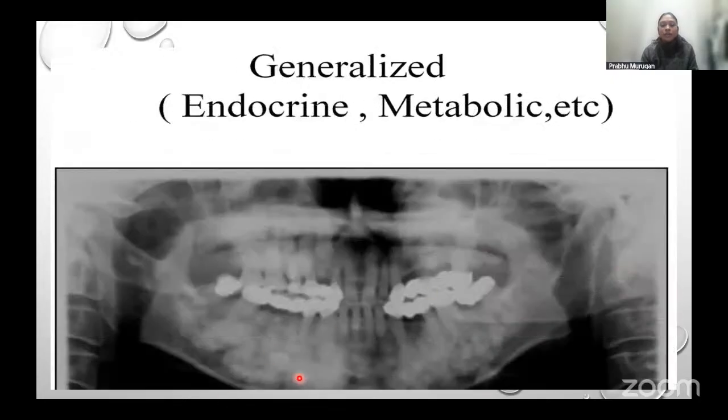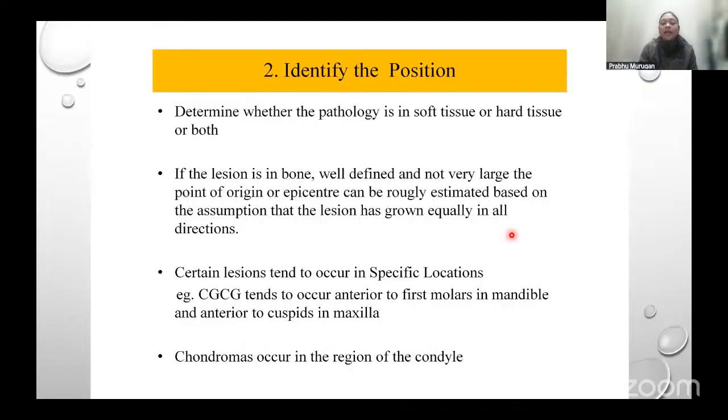So generalized abnormalities. You can see it is an example of an endocrine disease or metabolic disease. Say, for example, Paget's disease maybe. I'm just telling you the differential diagnosis. It doesn't mean this X-ray is an example of Paget's disease. I'm just giving you the differential aspect. So next thing is identifying the position.